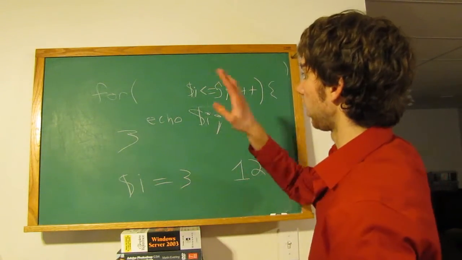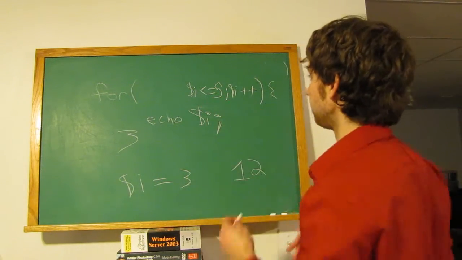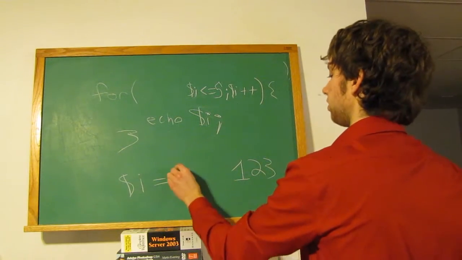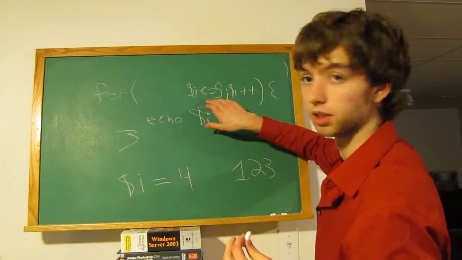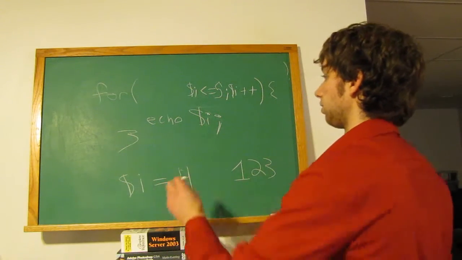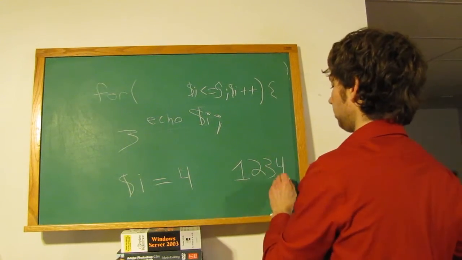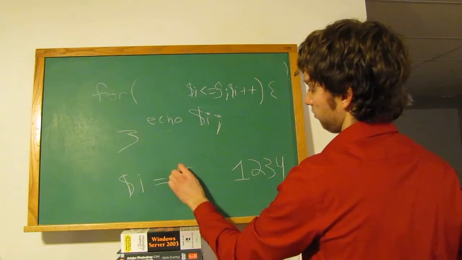Okay, now is I less than or equal to 5? Yes, it is. So it's going to echo I, 3, and then it's going to increment I to 4. All right, now is I less than or equal to 5? Yes, it is. So it's going to echo I, which will print 4 to the screen, and then it's going to increment I to 5.